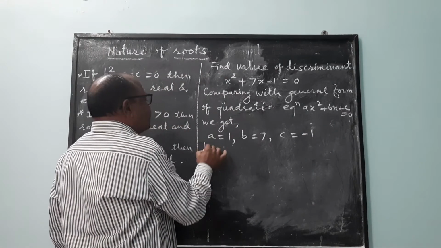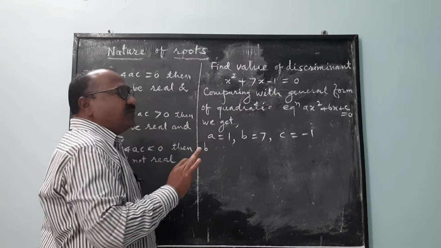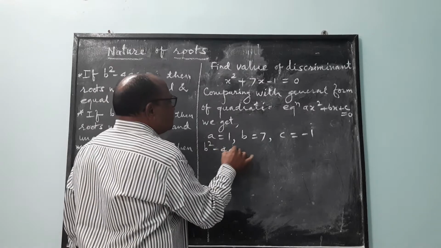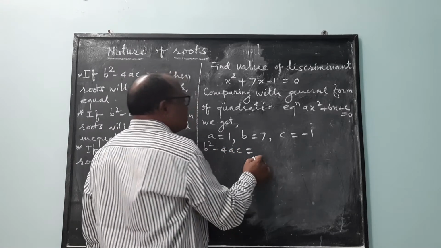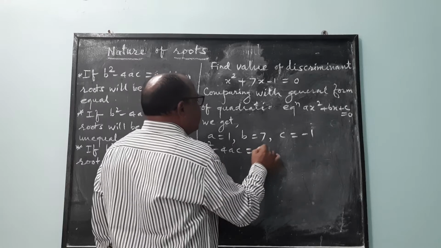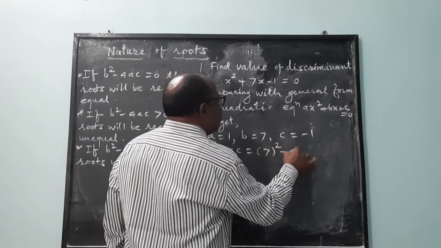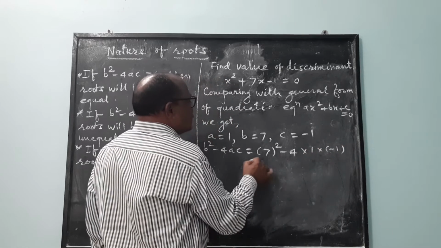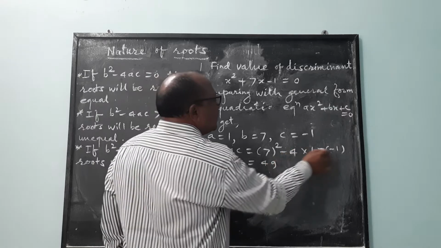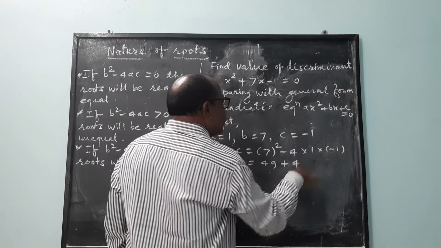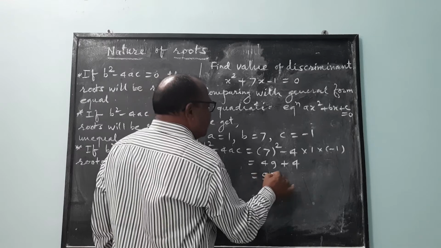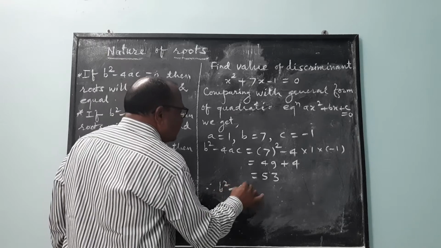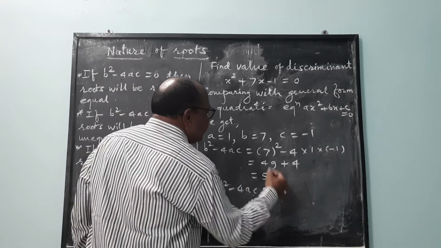So what is discriminant? Discriminant is nothing but value of b square minus 4ac. So b square minus 4ac is equal to, value of b is 7, 7 square minus 4 into a 1 into c negative 1. So square of 7 is 49. Negative into negative positive 4. So that is equal to 53. Therefore b square minus 4ac is equal to 53.